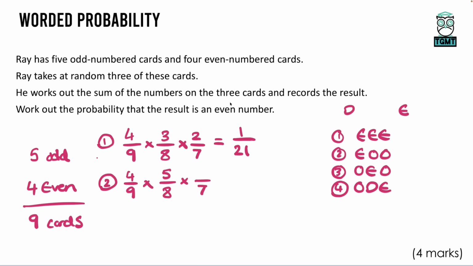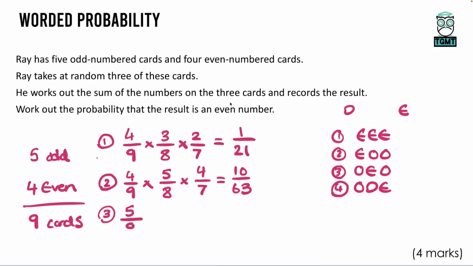You will start to spot a pattern. The next one's, of course, going to be out of 7. But in this next option, when we take an odd card, one of the odds has gone. There were 5 odd to start with, so now there's 4. Because every time it just drops down by 1, I can start to apply a little bit of a pattern. So I'm just going to type this one in on the calculator, and that gives me 10 over 63.